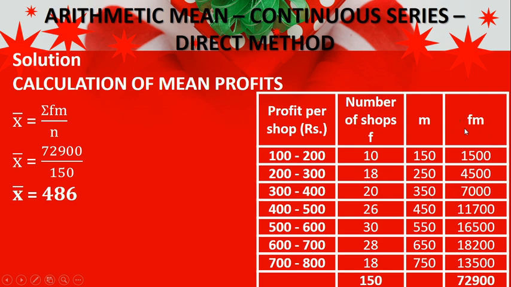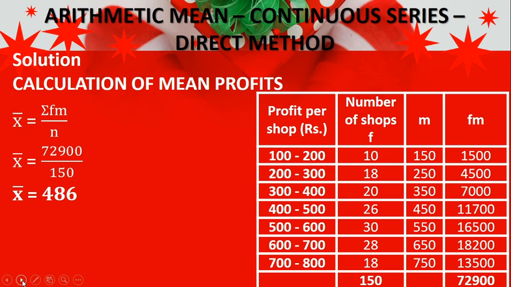The total of Fm, that is 72,900, is taken to our formula, sigma Fm divided by n. I already told you, whenever you have the frequency, the total of frequency is n. So 150 is the total of frequency. So we have put the n value. So x bar is sigma fm by n, 72,900 by 150. So x bar is 486. This is the value of your x bar.